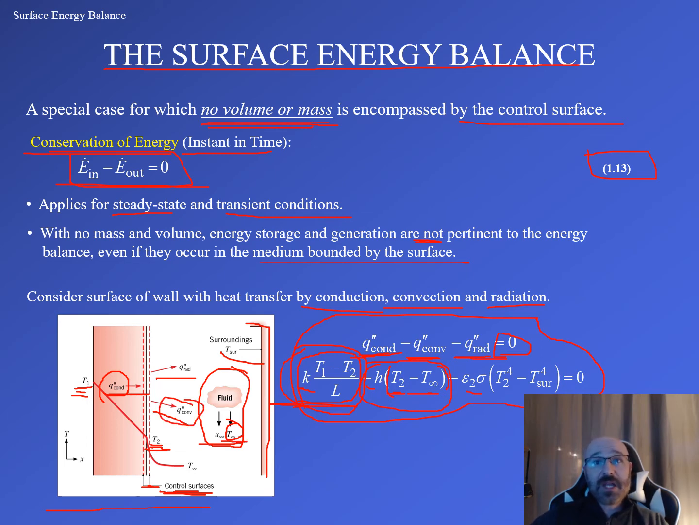Then we have our radiation term over here, which deals with the same T2 surface temperature, minus the temperature of the surroundings, if we're dealing with radiation, and there's our Stefan-Boltzmann constant as well. So once we plug into that general equation for each of those, this is still going to be equal to 0.